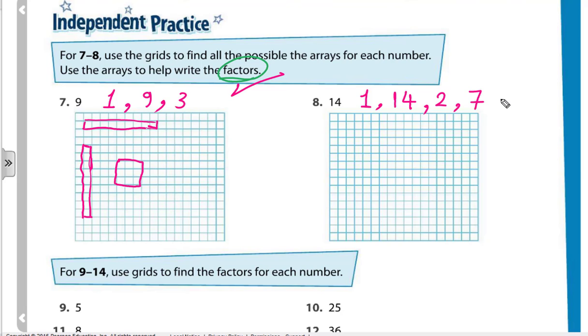So, my heroes, it's 1 times 14 or 14 times 1. Do not repeat, write them only one time. 2 times 7 or 7 times 2. Do not repeat, write it only one time. Okay, my heroes, now I will send you the link to make sure that you can solve these questions.